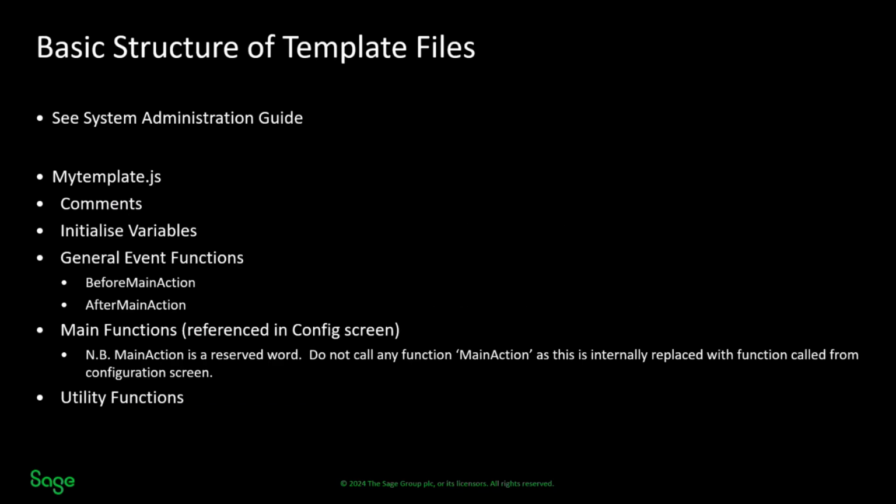And we're going to see that there is a basic structure to a template file. This outline structure is documented in the system administration guide. But you have this idea of a comment section, which is reminding people what the objects passed into the template are, and the initialization of certain variables, which would include things like which user we are working with and which is the default team.